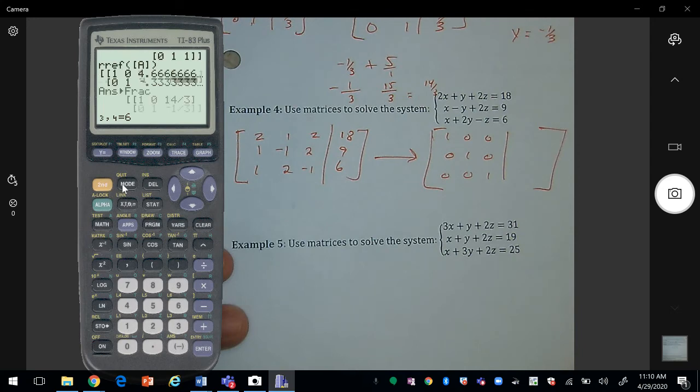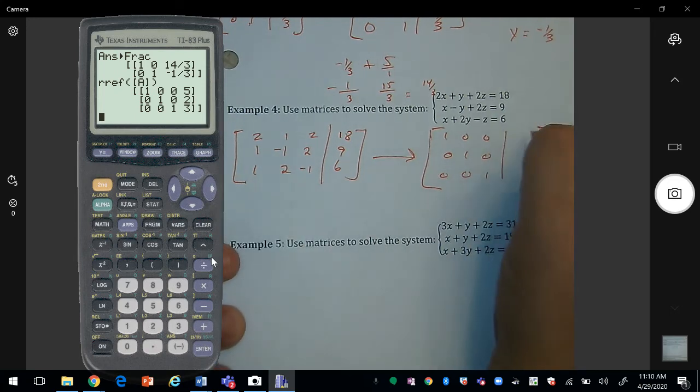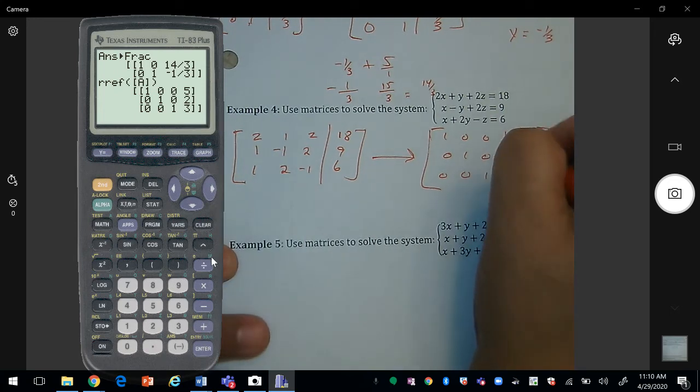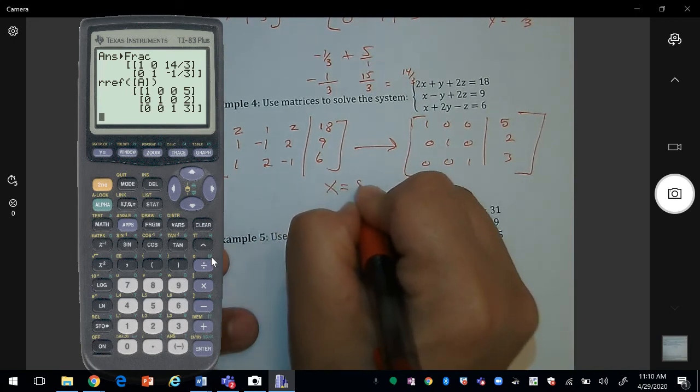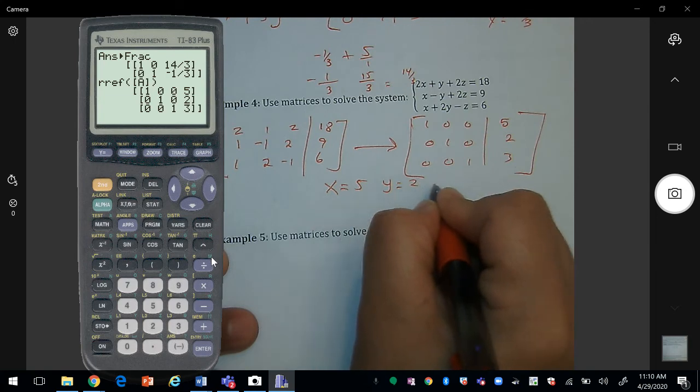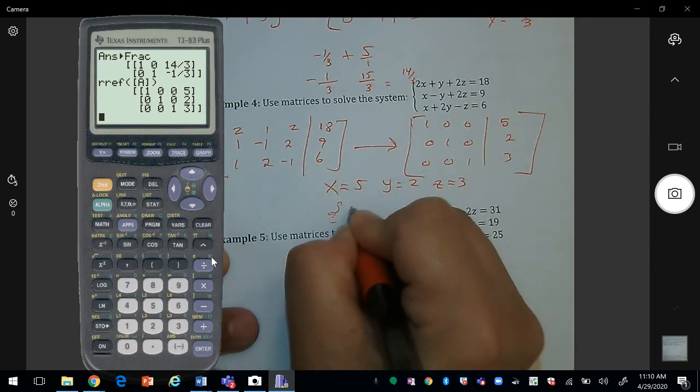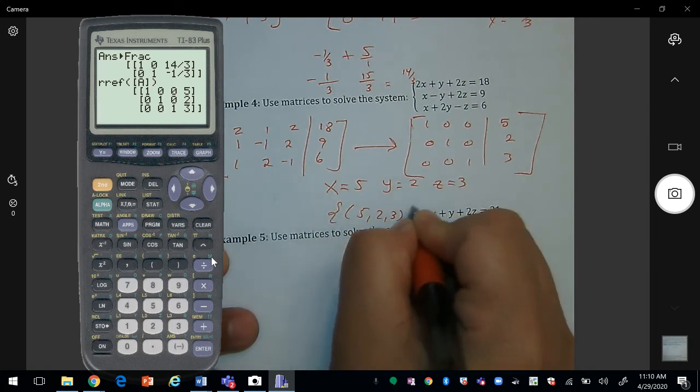So second quit, second matrix, we're going to do math. Go to the bottom, call your matrix. Always remember where you put the matrix so that you don't make a mistake. I think that's why I always use A. So here we get 5, 2, and 3. So my solution here is x is equal to 5, y is equal to 2, and z is equal to 3. So 5, 2, and 3.